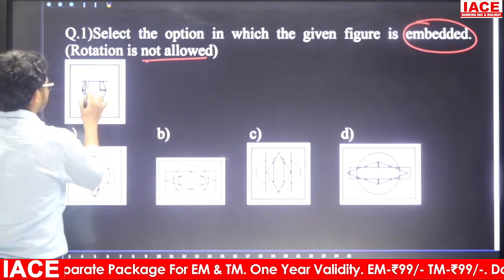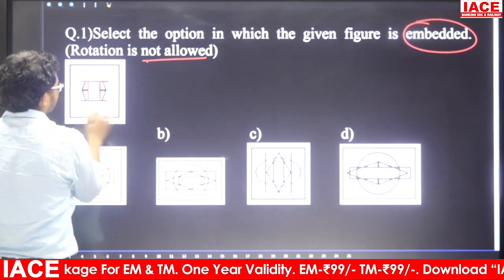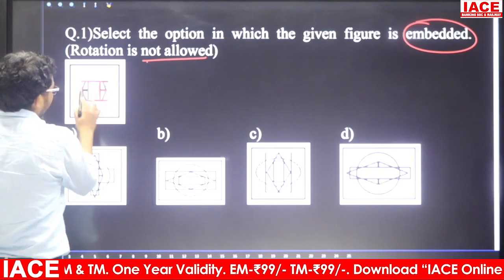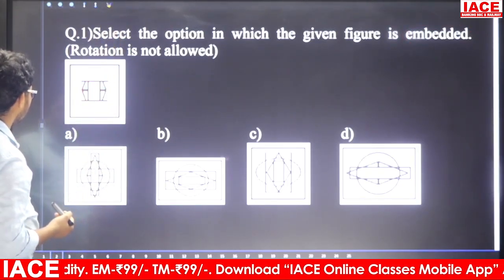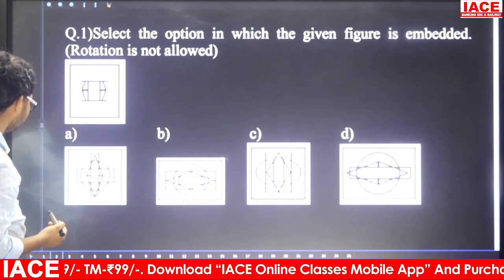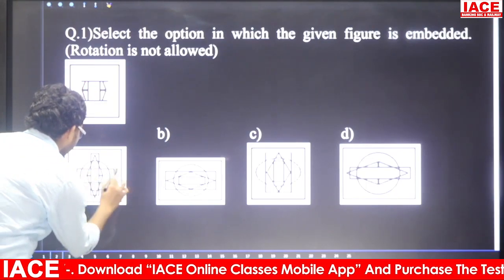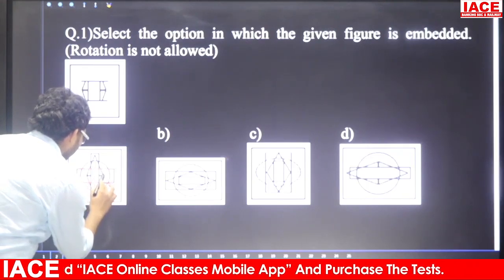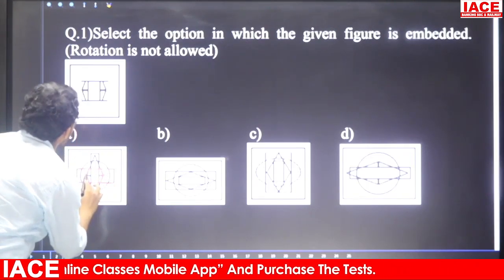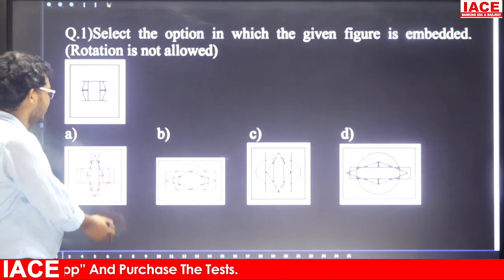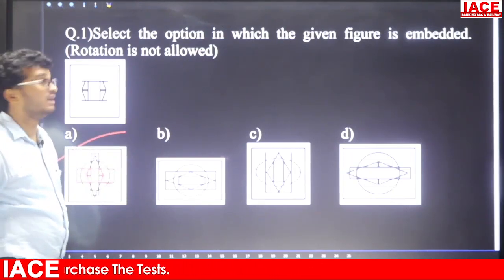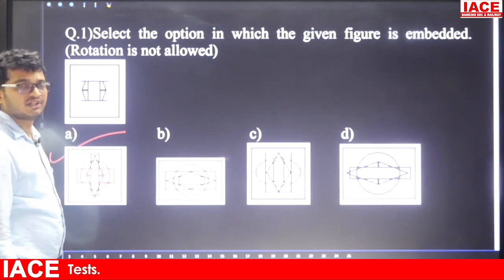Suppose the given shape is like this, and we check which of the following figures it is hidden in. If you observe diagram 1, here in diagram 1, is this type of shape hidden or not? Yes. That means the answer is diagram 1 itself, where the given figure is hidden. So the answer is option A. Question number 1, answer is option A.